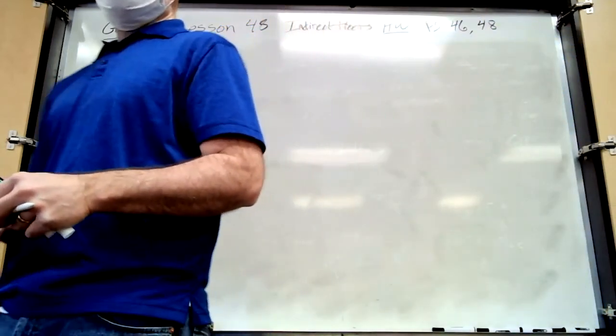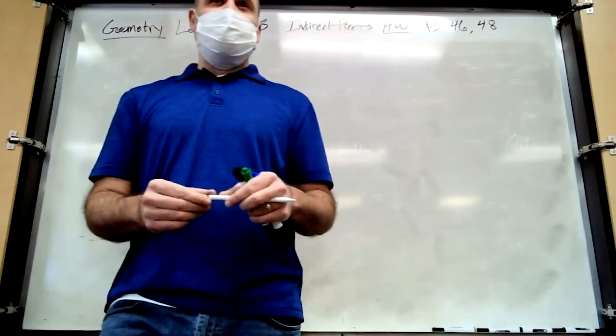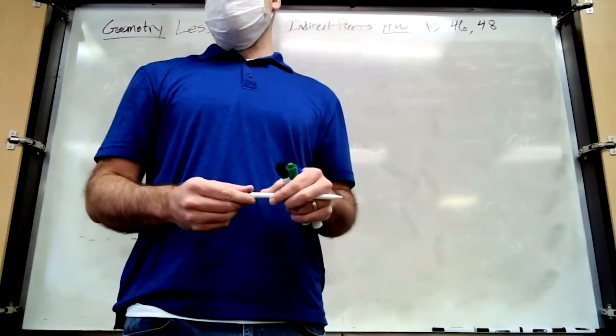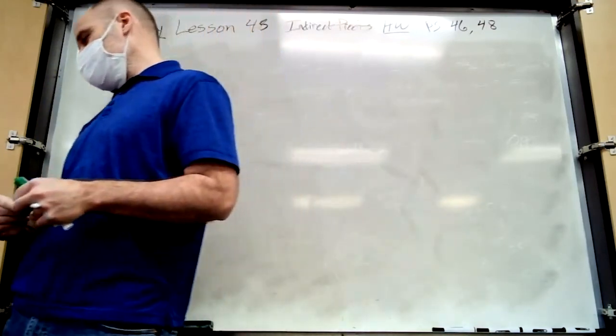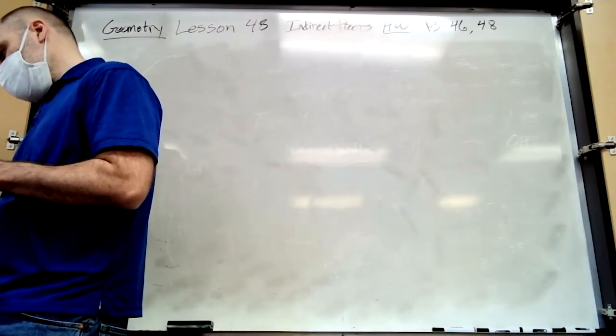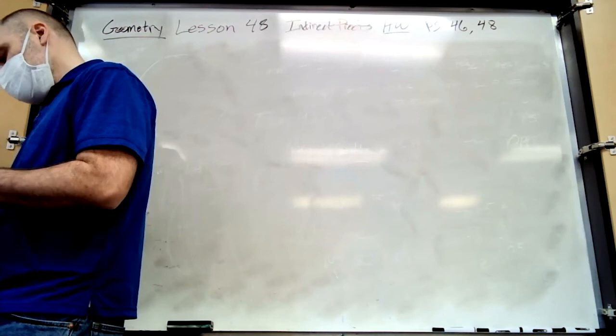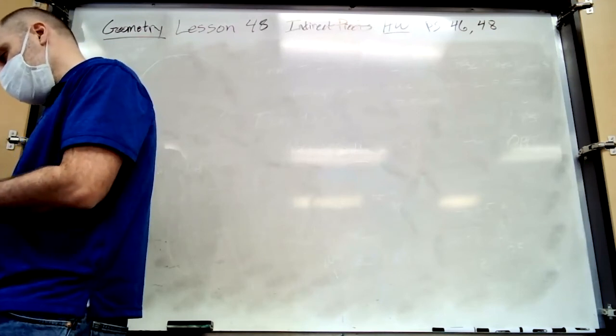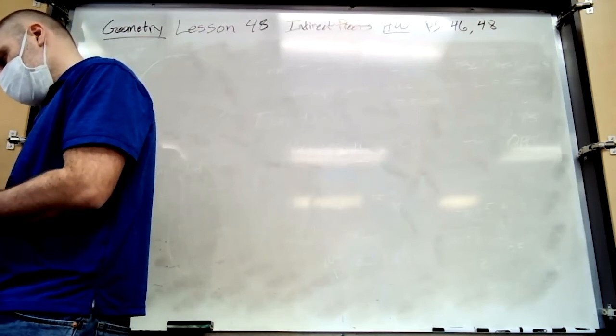So people really abuse this indirect proof. They abuse that when they try to prove their point and things like that. So be careful when using or reading an indirect proof. This is also called proof by contradiction.